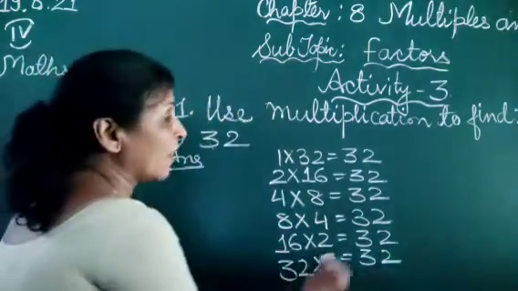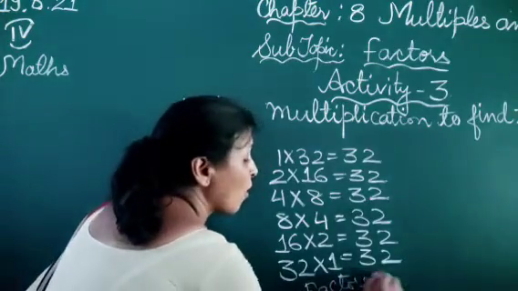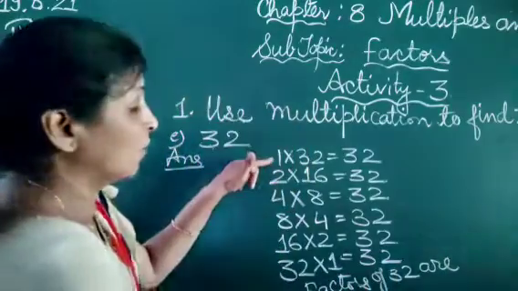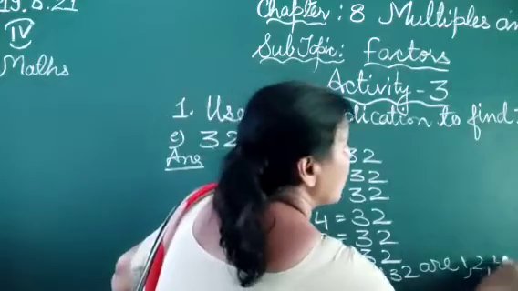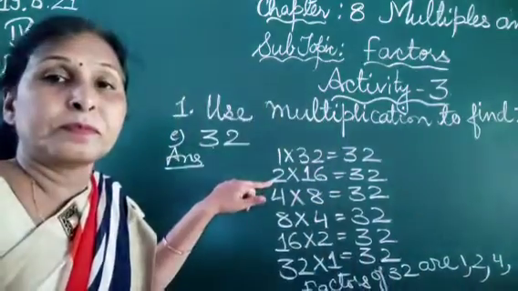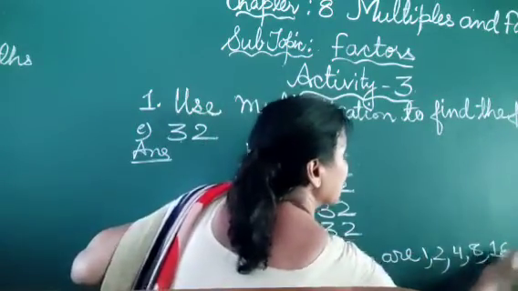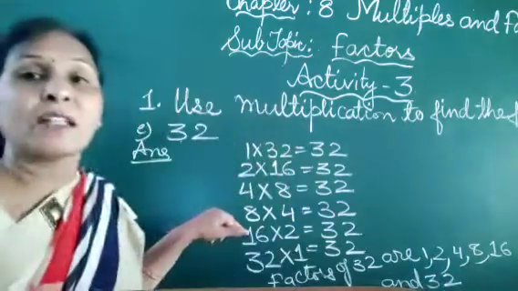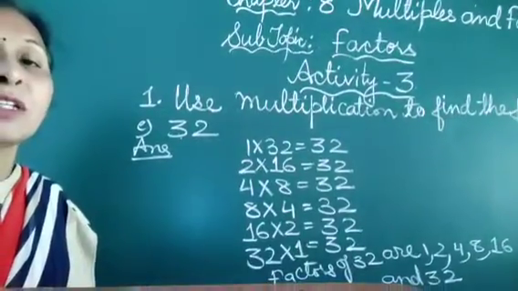Now we write the factors of 32. Factors of 32 are 1, 2, 4, 8, 16 and 32. These are the factors of 32.